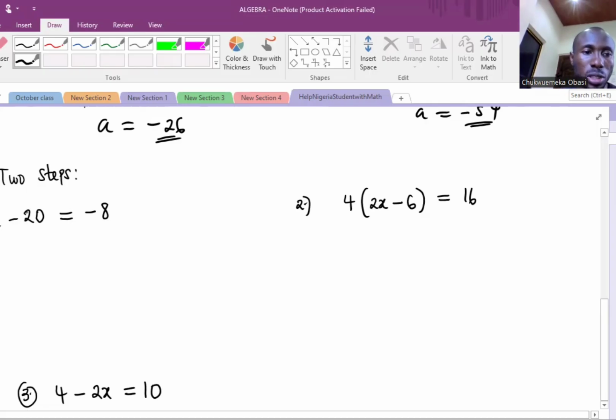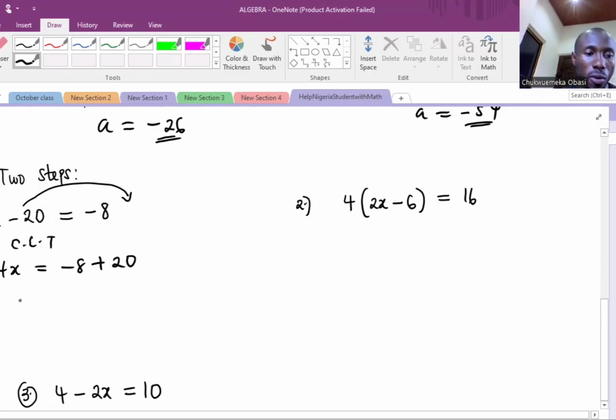So now, the two-step equation is the next thing we want to do. So we have 4x minus 20 equals minus 8. What do we do from here? For here, the first thing we want to do is collect like terms, right? Now I want to take negative 20 to the other side. So you have 4x equal to minus 8 plus 20, like you're adding 20 to both sides.